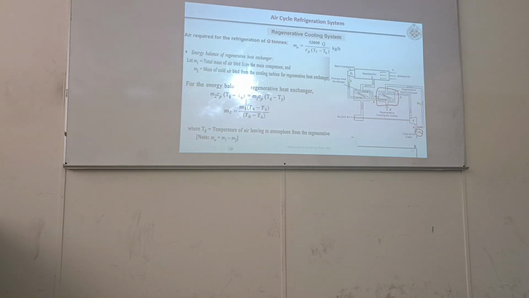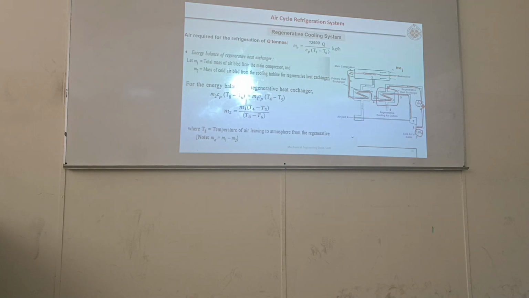Now there are different mass flow rates involved. Here is the mass of air which is flowing. Let me name it M dot 1. Here after the cooling turbine, some mass is taken out of this cooling turbine and we use it here in this heat exchanger. No, this was M dot 1, right? This one I am naming as M dot 2.